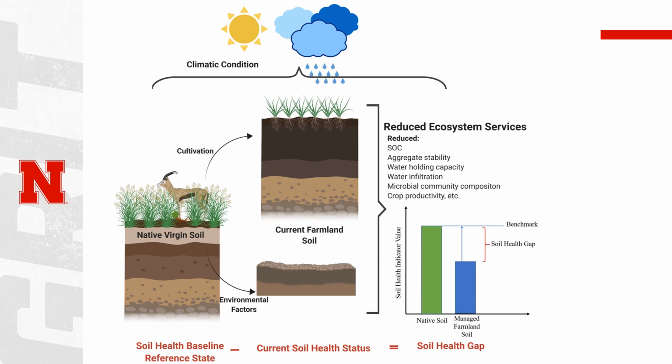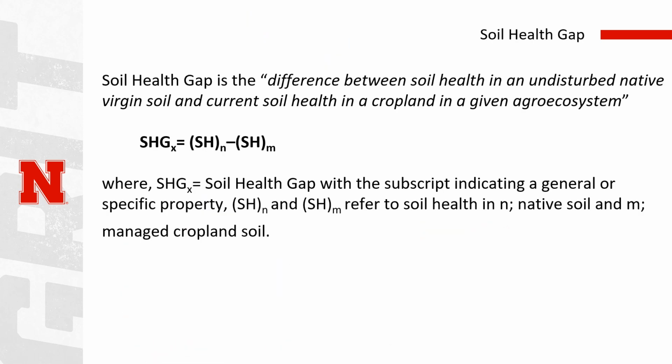Hence, the concept of soil health gap. It assumes that since cultivation began, followed by intensive agriculture, soil that feeds the world must have lost some of its health in the process, with few exceptions, particularly in arid environments where there is irrigation. Otherwise, soil health gap is that difference in soil health in current farmland from that in native land in a given agro-ecosystem. Soil health gap can be based on a general or specific property such as soil carbon or soil aggregate.